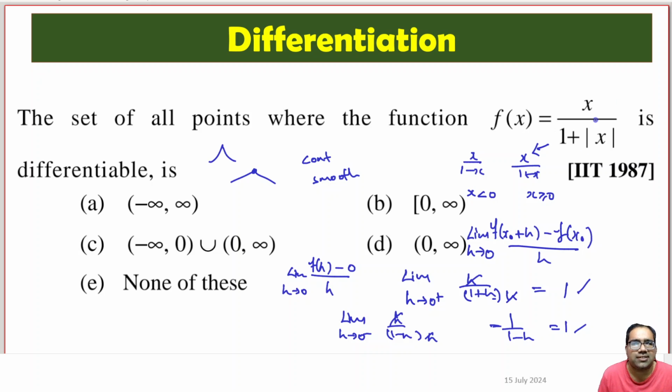At all other places this function is anyway continuous. So x by 1 plus x is a very continuous function. So that's why it is differentiable at all places.